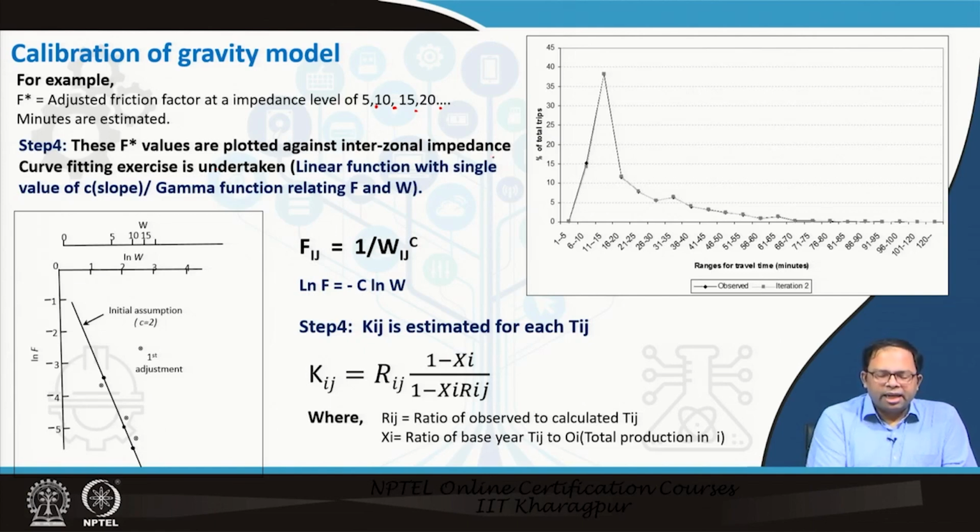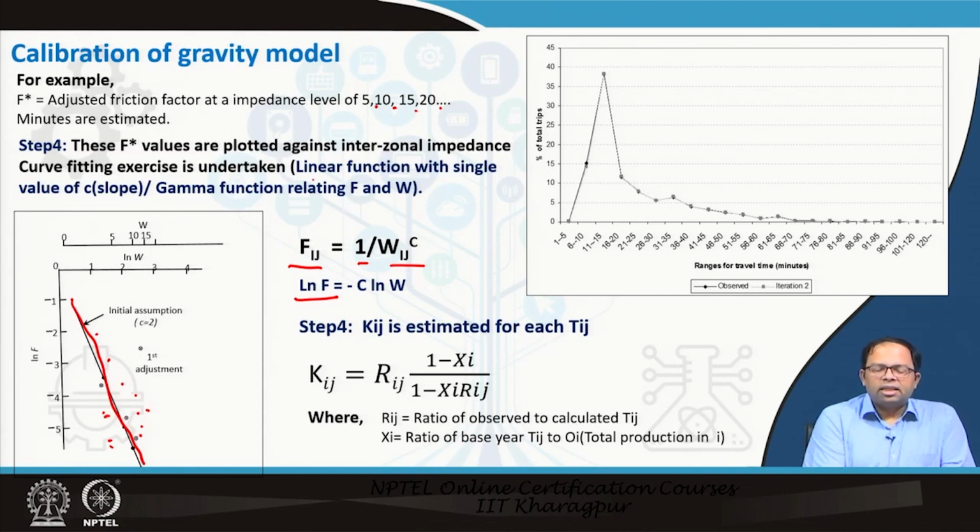For example, over here we do not exactly plot f star values, we plot Fij equal to 1 by Wij^c, we know this formula. So, we take the log of f and we also take the log of this side, which gives us minus c into log of w. So, we plot this f against this log of w, and when we plot these f values we will see that these are the points, and c equal to 2 gives us this particular line. This is not matching, that is why we have these different lines. So, we need a curve fitting exercise, or we need to find the value of c where this fits with this particular distribution of f's.